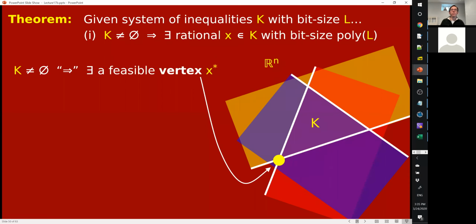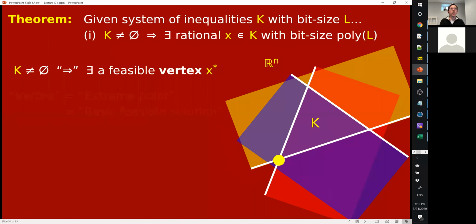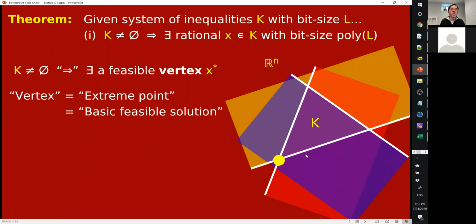And this is actually not true due to a little annoyance, but we'll come back to this later. So for a moment, assume this is true, because it's true in essentially all cases, or in the nice case. These vertices, which are also called extreme points or basic feasible solutions, are very important in the theory of linear programming, which is why they have threefold synonyms here: vertex, extreme point, basic feasible solution. These are all kind of the same thing.